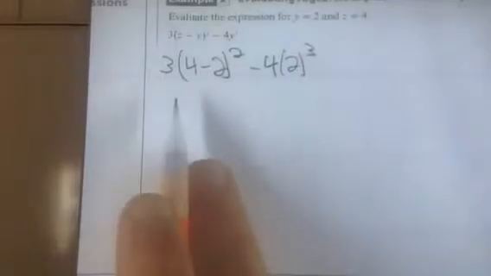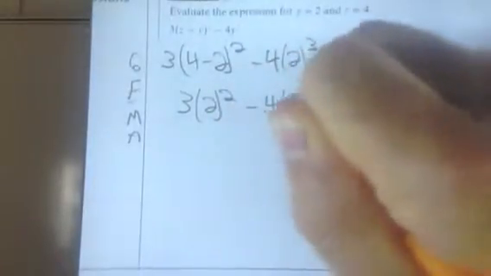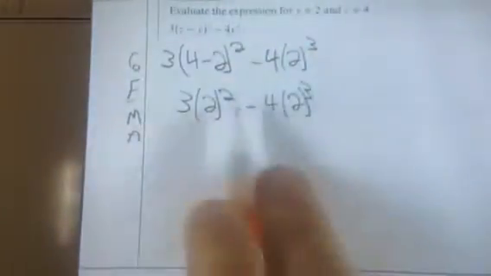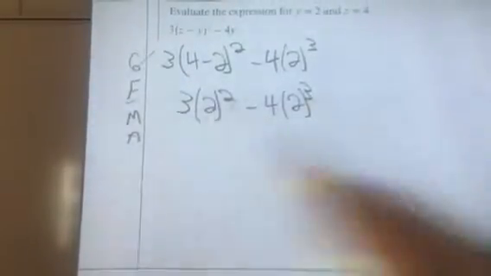Okay, now, I'm using my order of operations again. Grouping symbols, exponents, multiplication, division, addition, subtraction. I've got 3. 4 minus 2, I'm going to simplify inside my grouping symbols and bring everything else down. Okay, I've simplified inside all of my grouping symbols. Now I'm going to move to exponents. Let's evaluate both of those exponents.